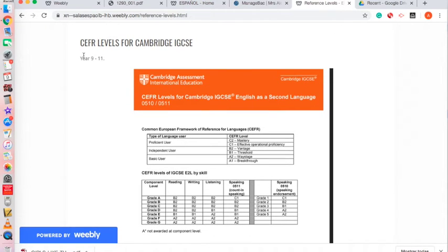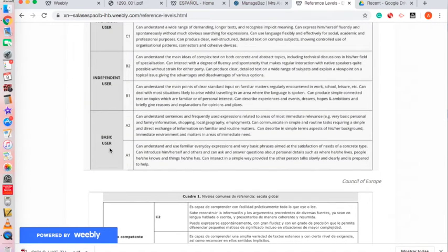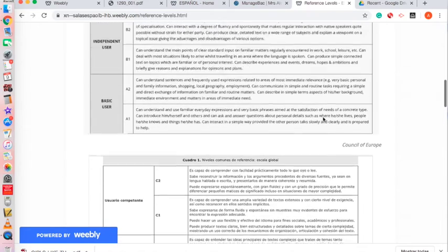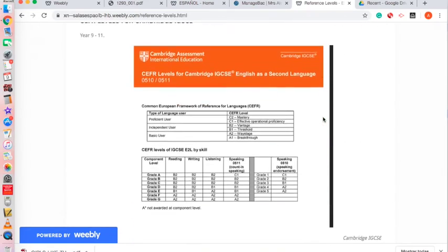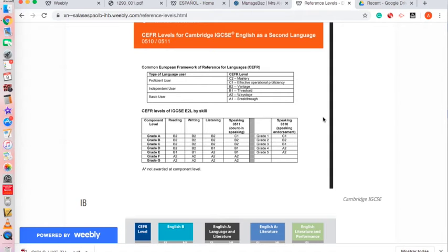And here for year 9 to 11, you can see the grades, what would represent a G, what would represent an A, according to these criteria and the reference levels. Something important to show is that a grade G, which is the lowest in the IGCSE assessment, would be an A2. If you look at the reference level, you're a basic user, but you can understand sentences and frequently used expressions related to areas of most immediate relevance. That means you know basic Spanish, and that's the lowest grade. So we can infer that the IGCSE program is very demanding. You have to learn quite a lot to get a G.